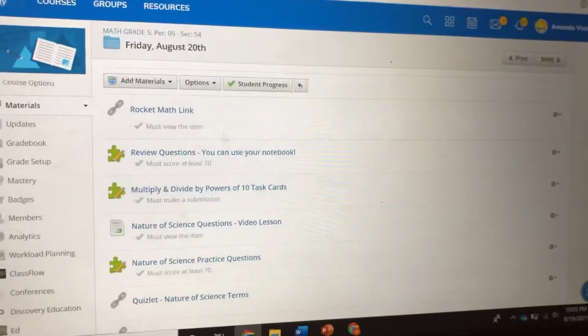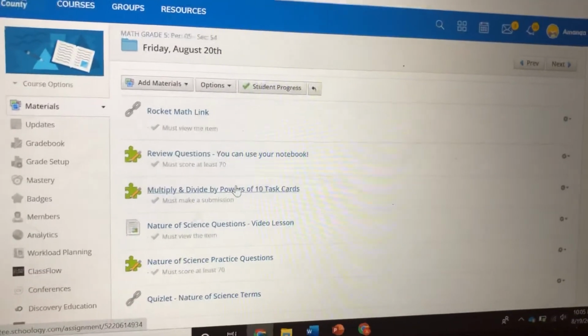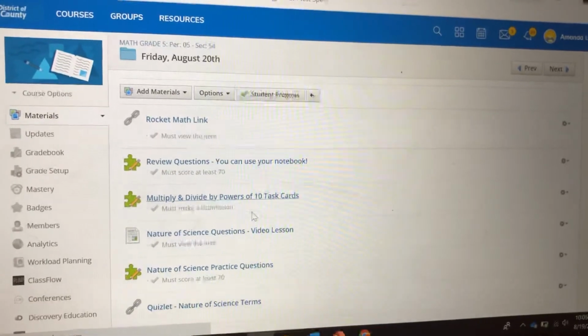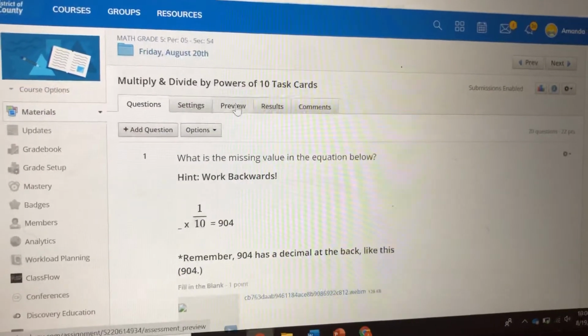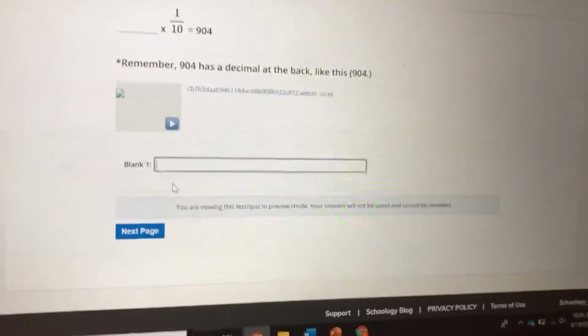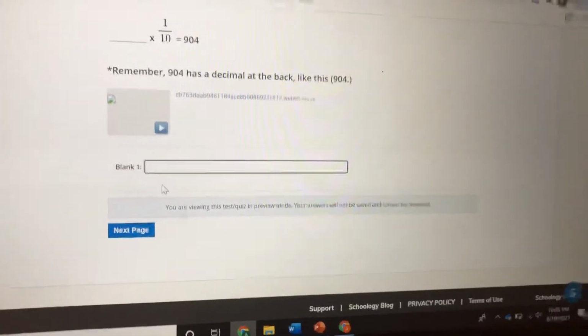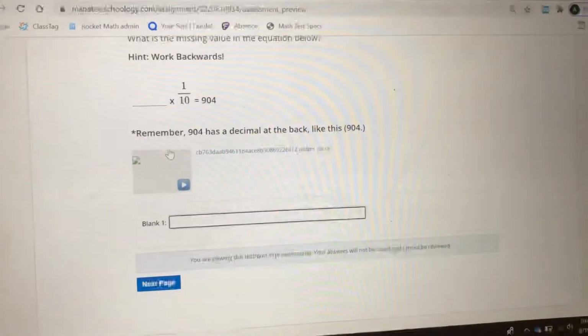All right. When you're done with that, the next thing you're going to do is multiply and divide by powers of 10 task cards. So I'm going to click on it and let you see it. I'm going to hit preview. You absolutely can use your math notebook. Mine is in the kitchen, so let me go get that. All of these, and there are 20 questions, they mimic the test spec questions that are for the 2 standards that we've done so far.